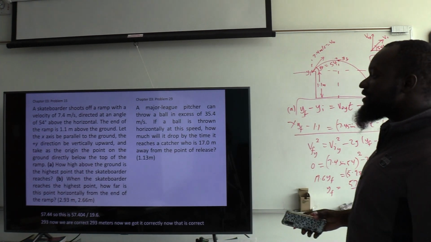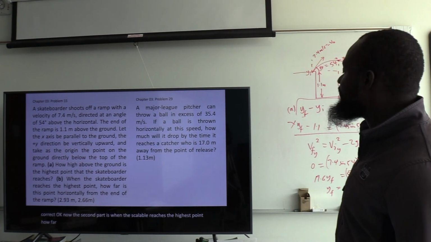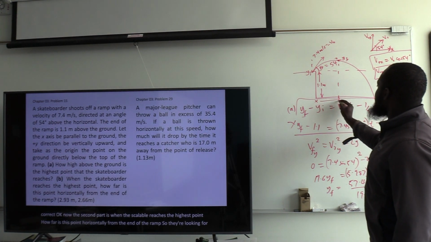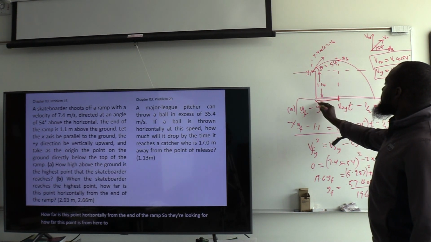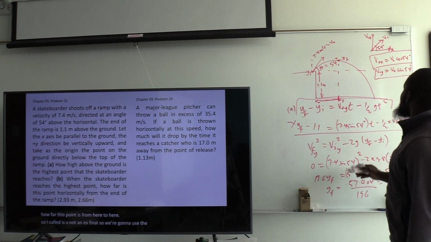Now the second part is, when the skateboarder reaches the highest point, how far is this point horizontally from the end of the ramp? So they are looking for how far this point is from here to here. So I'll call this x naught and x final. We're going to use the x equation now. So let's go to the x equation.